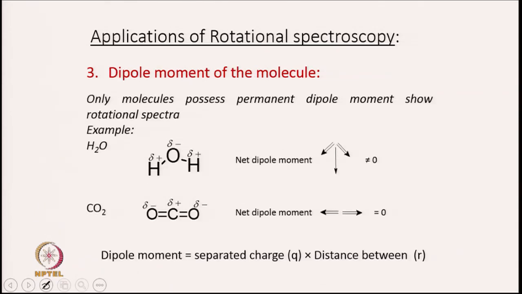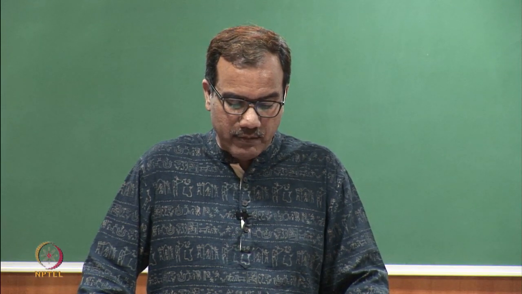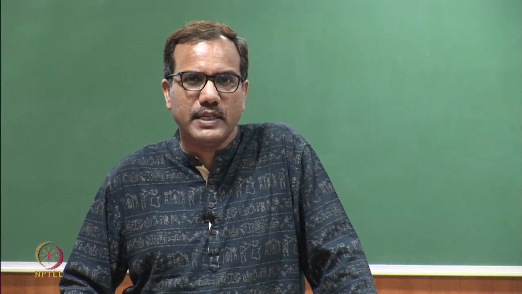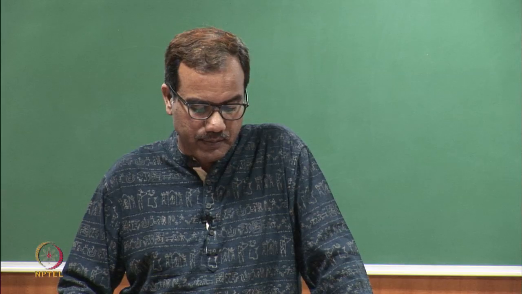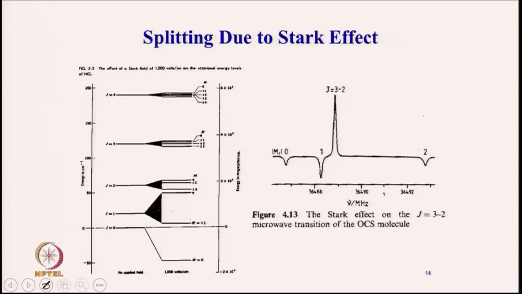Now, the next application of rotational spectroscopy is in obtaining the dipole moment of the molecule, and we already know from the gross selection rule of rotational spectroscopy that only molecules that possess a permanent dipole moment will show rotational spectra. Dipole moment is separated charge times distance. So, the dipole moment can also be calculated by rotation. What we do is, generally we see the effect of an electrical field on the rotational spectrum, and that is related to the dipole moment, and that is known as the Stark effect.